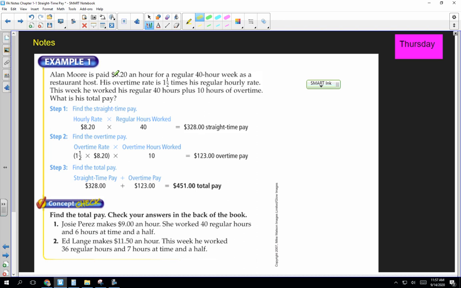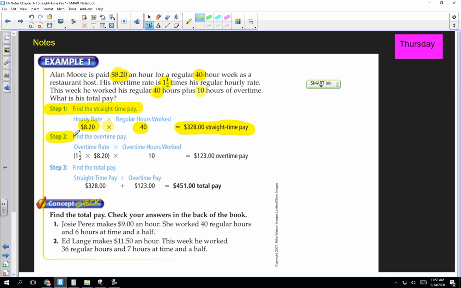Our buddy Alan makes $8.20 an hour for 40 hours a week. His overtime rate is 1.5 times his regular hourly rate. This week, he worked 40 regular hours plus 10 hours of overtime, so he should be getting paid a good wage for that. Our first step is to find the straight time pay. So that's his normal hourly rate times his normal regular work hours. For working 40 hours a week he gets $328 of straight time pay.